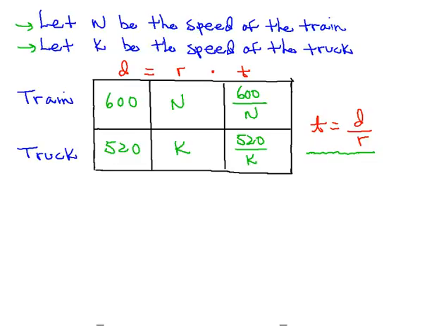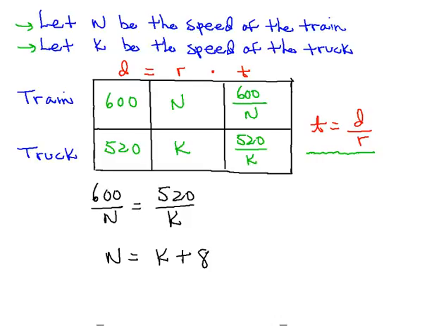Now we're told that the time for both the train and the truck are the same. So that would mean we could write next 600 divided by N is equal to 520 divided by K. And we're also told that the train speed is 8 miles per hour faster than the truck speed. So we could write as our second equation N being equal to K plus 8. So this is the system of equations we need to solve the problem.